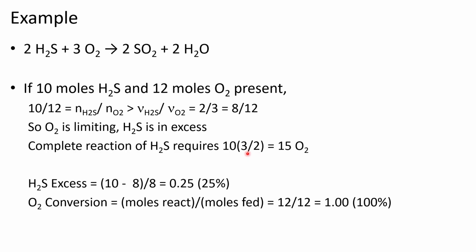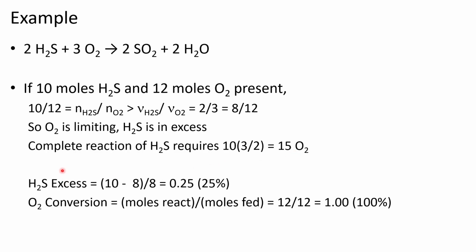If we multiply it by the ratio of 3 over 2, the stoichiometric coefficient for oxygen divided by the stoichiometric coefficient for hydrogen sulfide, we get 15. To completely react the 10 moles of hydrogen sulfide, we need 15 moles of oxygen. However, we only have 12 present. This is why oxygen is limiting.